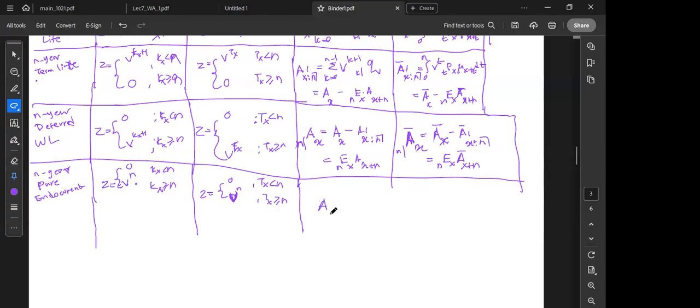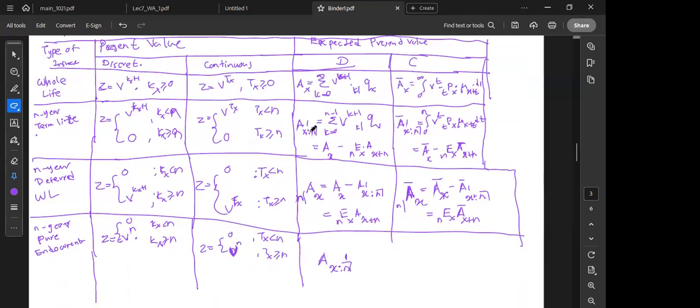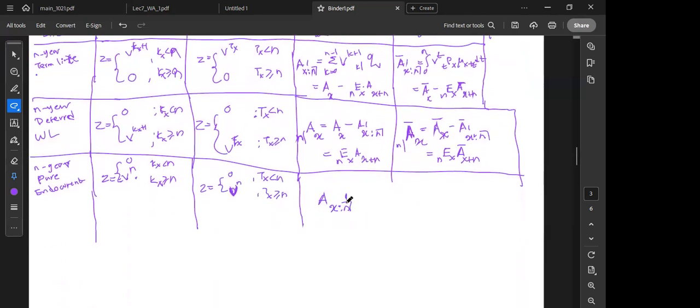It is A_x, for n terms, but the payment occurs at the end. So that is why, in the term insurance, the payment occurs during the life, and that is why we put 1 over x. But in this case, the payment occurs at n for sure. That's why we put this 1 over n, angle n. And to make it easier, I will remove this one. So now you can see for both cases, we have this one.